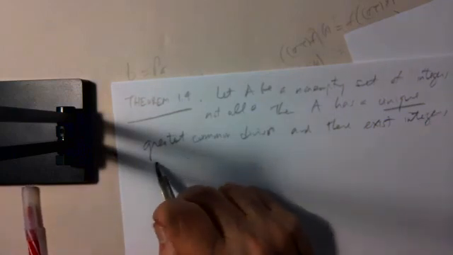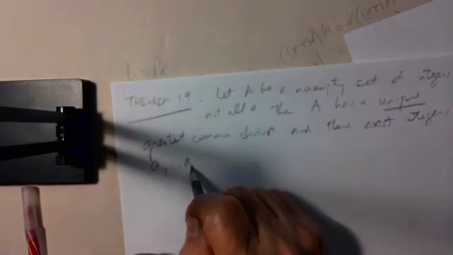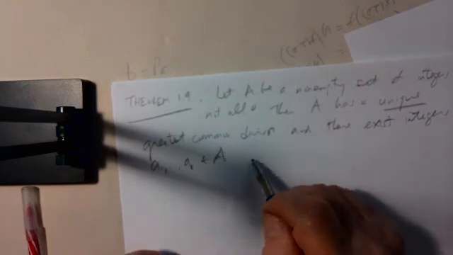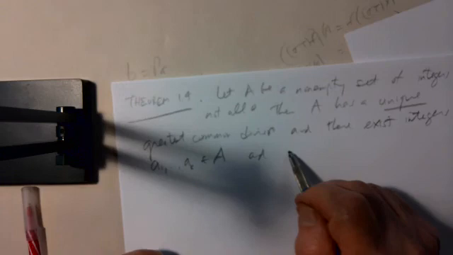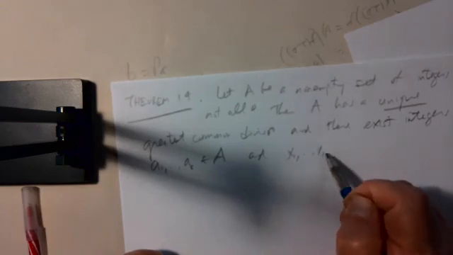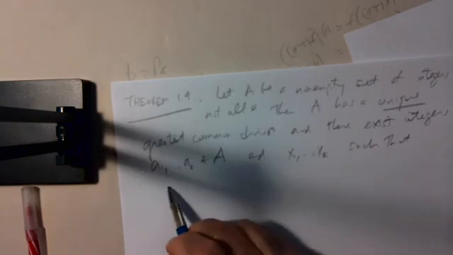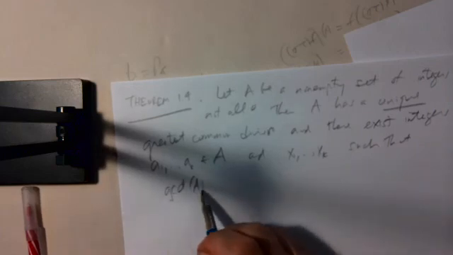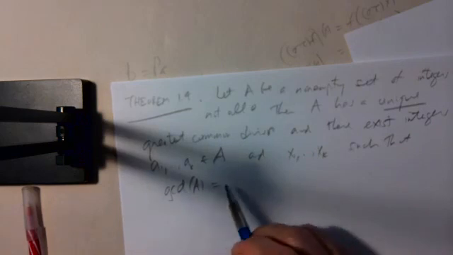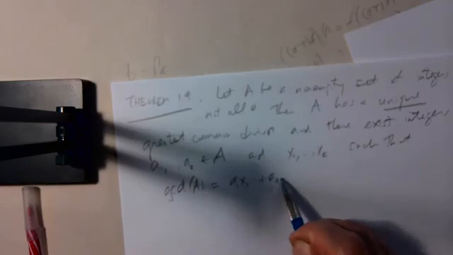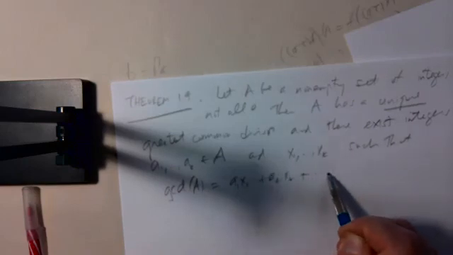there exist integers a1 up to a sub k in the set A, and integers x1 up to x sub k, such that the greatest common divisor of A, GCD stands for greatest common divisor, is this linear combination a1x1 plus a2x2 up to a sub k x sub k.